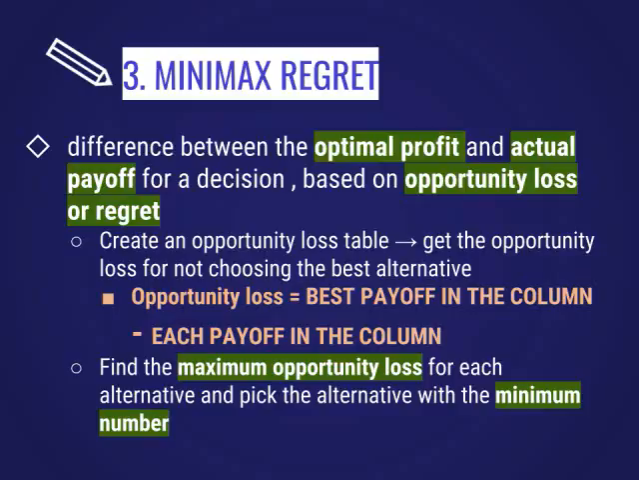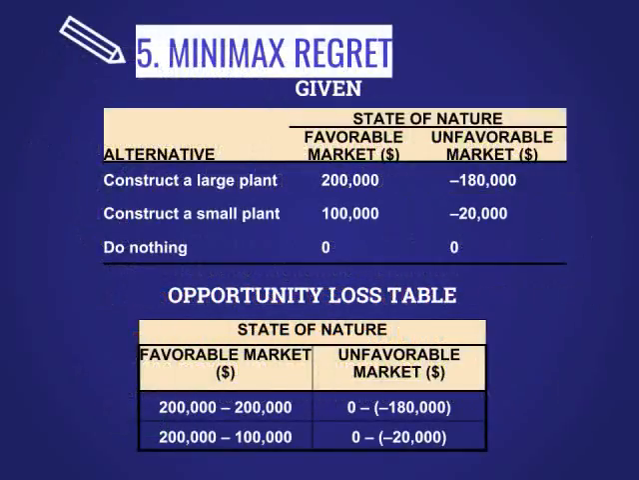Here's an example. First, we make an opportunity loss table. We select the best payoff for each column. For the favorable state, we have $200,000, and for the unfavorable state, we have $0. After, we subtract each value in the table with the corresponding best column payoff as shown below the given.